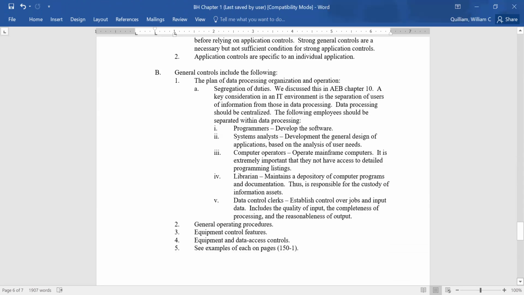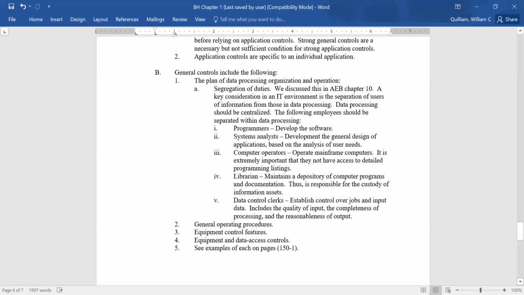Now in B, general controls include the following. First, the plan of data processing organization and operation. One thing that we discussed back in the first auditing course, segregation of duties. And that is very, very important in business and for the CPA exam as well. And a key consideration in an IT environment is the separation of users of information from those in data processing. And data processing should be centralized. So in other words, centralized or one department in the organization. That way we have consistency and also experts in that department.